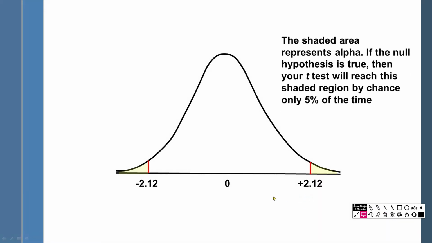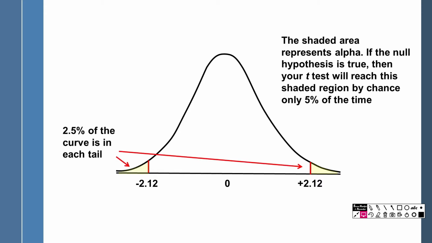The shaded region represents alpha. If the null hypothesis is true, then your t-test will reach this shaded region by accident only 5% of the time. That is to say, if there really is no treatment effect, you'll reach this shaded region with your t-test 5% of the time.